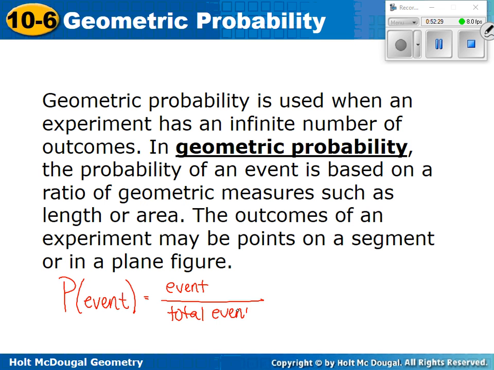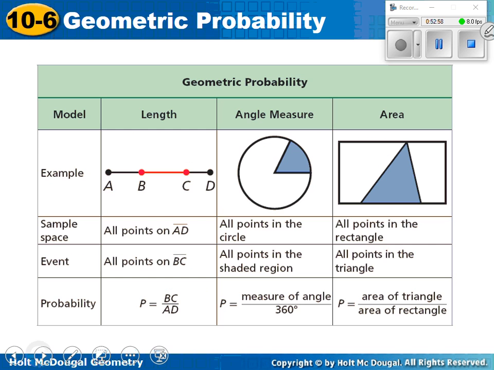An example for geometry might be a dartboard. What's the probability that you throw a dart and hit the bullseye? We would need to find the area of the bullseye. That would be our event. And then what would be the total? The area of the whole dartboard. Does that make sense? The only thing we're doing different is dividing our two areas. We've been finding areas, so that won't be anything different.